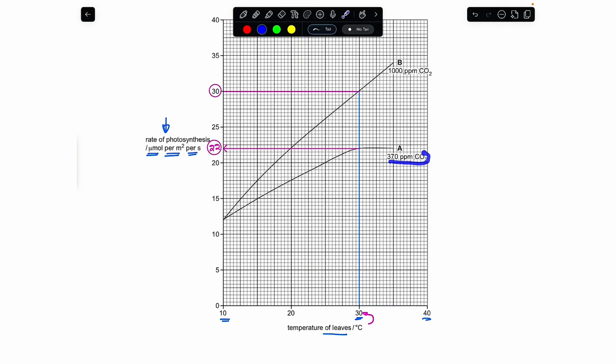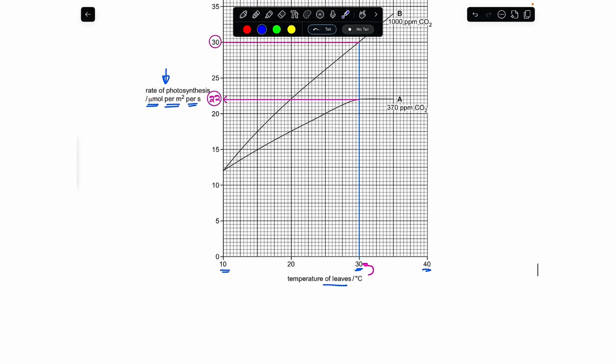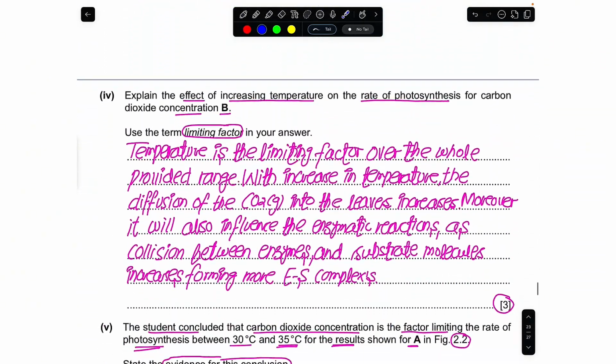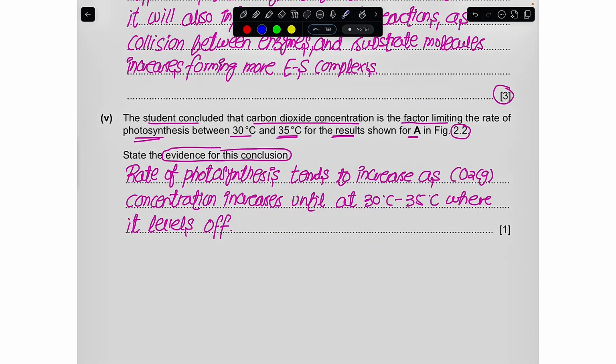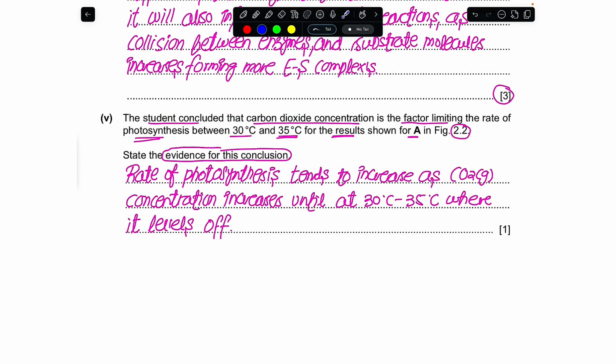So for sure, this is a low amount of carbon dioxide, and from this point onward where it is leveling off, it is actually the CO2 which is limiting the rate of photosynthesis, or is causing the curve to level off. Now, if I were to read my answer for you, I have written that the rate of the photosynthesis tends to increase as the CO2 concentration increases, but at 30 to 35 it levels off, and that would indicate that temperature between 30 and 35 is in excess, but the CO2 concentration is what is leveling it off.